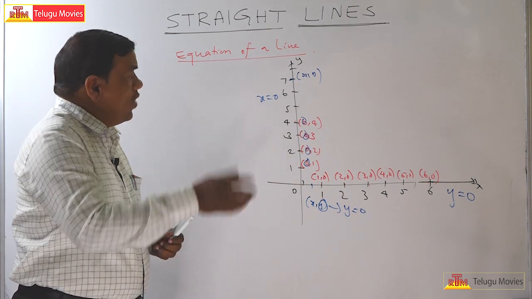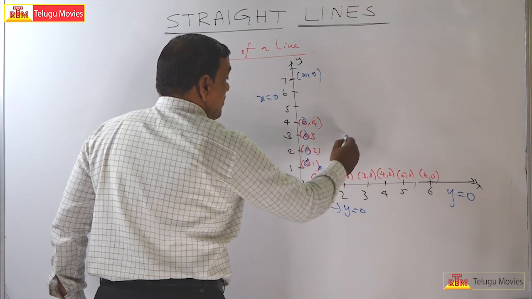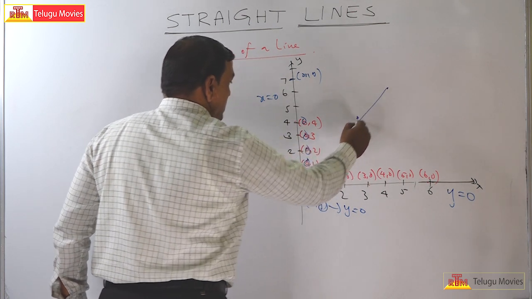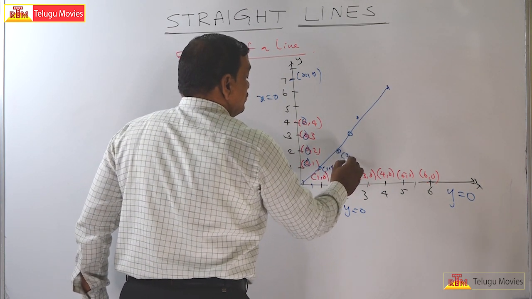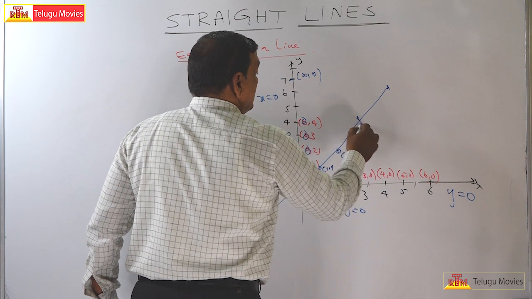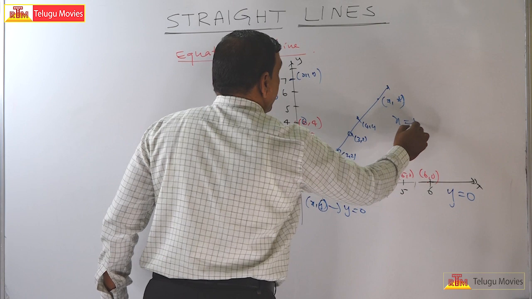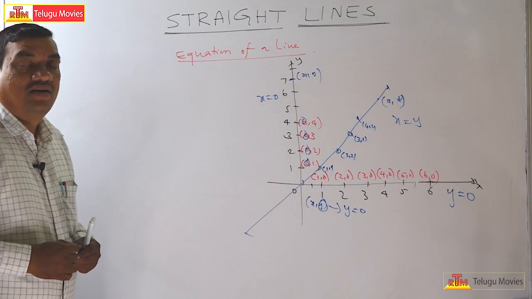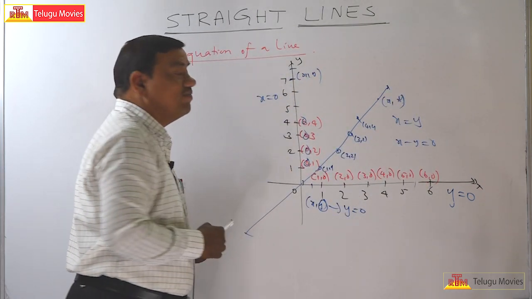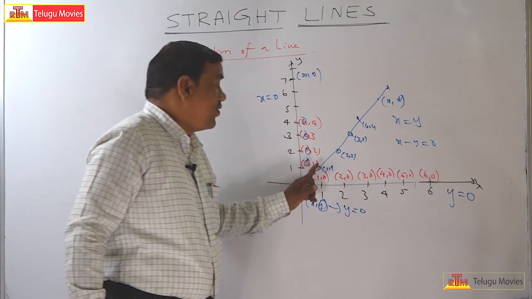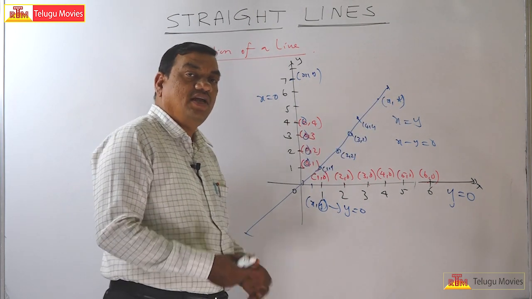Okay, now I will draw a line which passes through 1 comma 1, 2 comma 2, 3 comma 3, 4 comma 4. So this is a line. This is 1 comma 1, this is 2 comma 2, this is 3 comma 3, this is 4 comma 4. In general, x comma x, that is x comma y, where x is equal to y. That is the equation of the line passing through the origin and the points 1 comma 1, 2 comma 2. So the common property that we have is x is equal to y, like that.